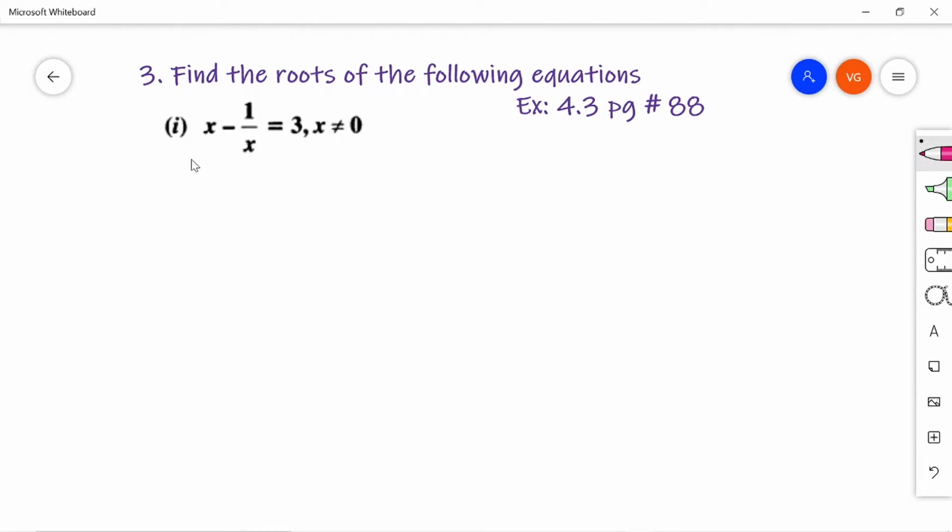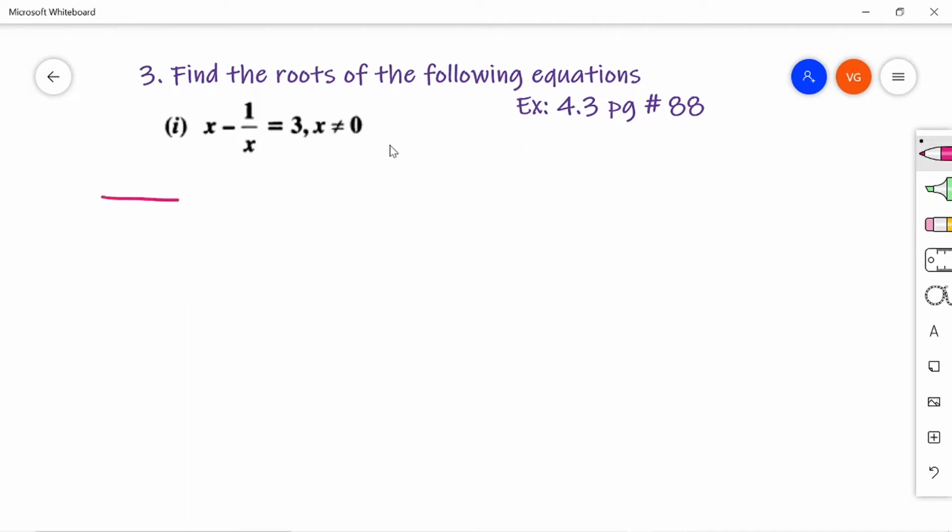In this first one, given is x minus 1 by x is equal to 3, where x is not equal to 0. As they have not mentioned the method, you can choose any of the three methods, that is either formula method, middle term splitting, or making perfect square. So let us try to simplify the given equation and make it in the form of a quadratic equation.